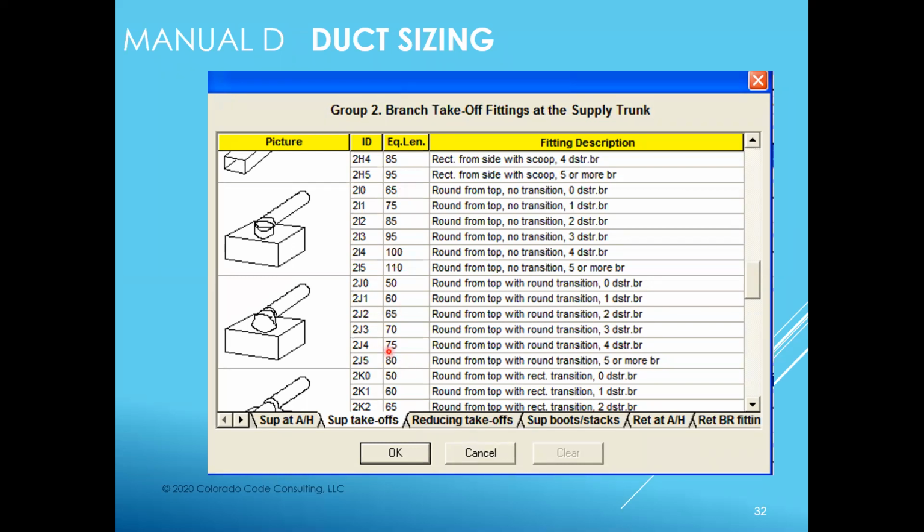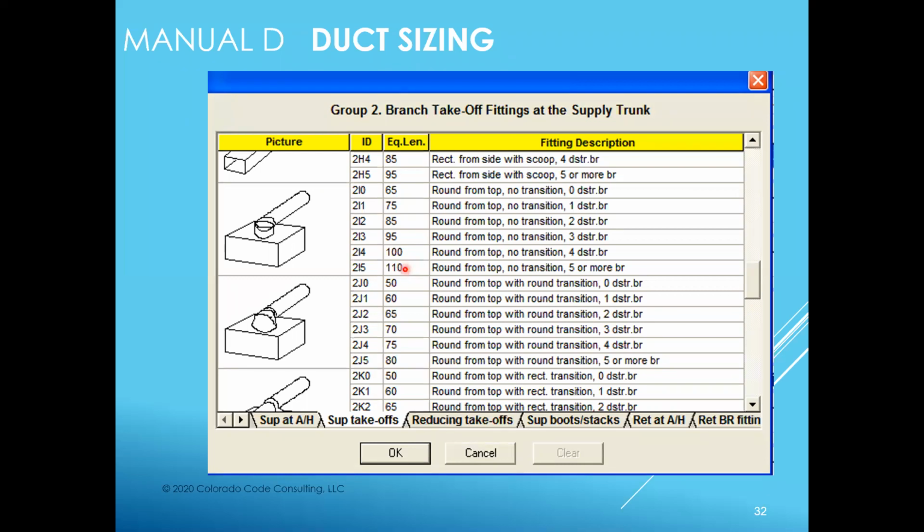Well, what's that about? We got a 2JO, we got a 2J1, 2J2, 3, 4, 5. I wonder what that's all about. I know the answer. We'll show you later. But just remember this, what this is all about, and why do we have so many here? And why is a 2JO 50 and a 2J5 80, or 65 or 110? Oh my goodness sakes. One fitting.